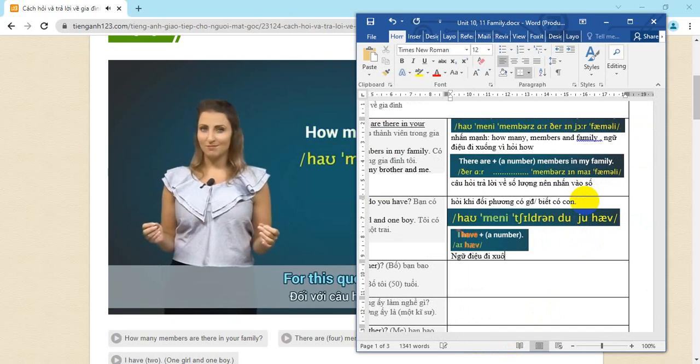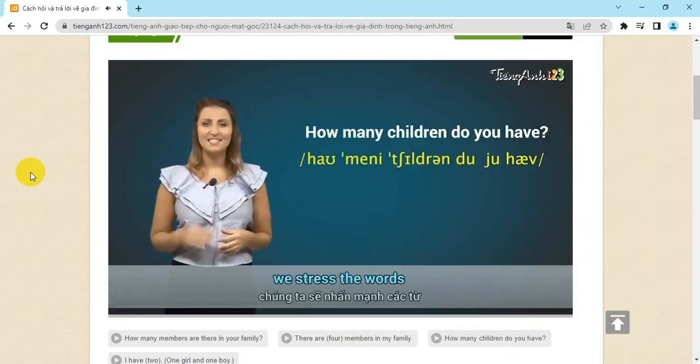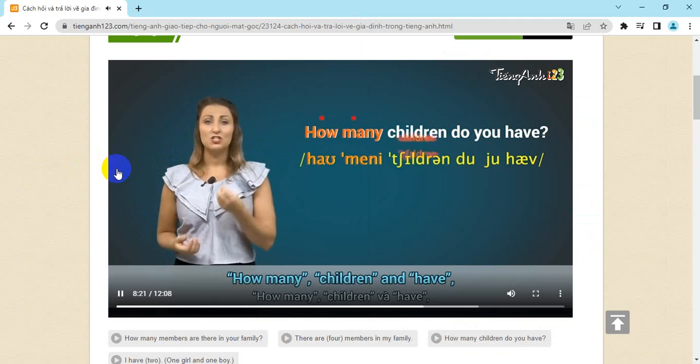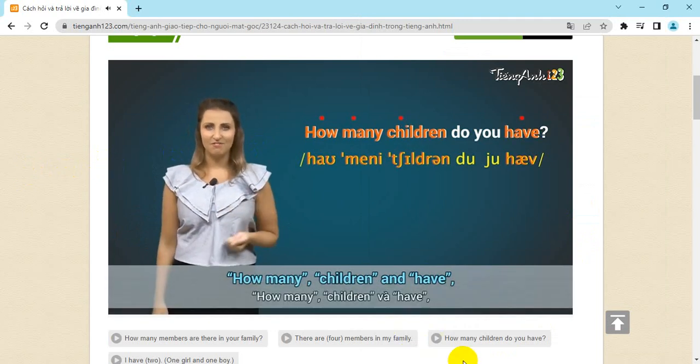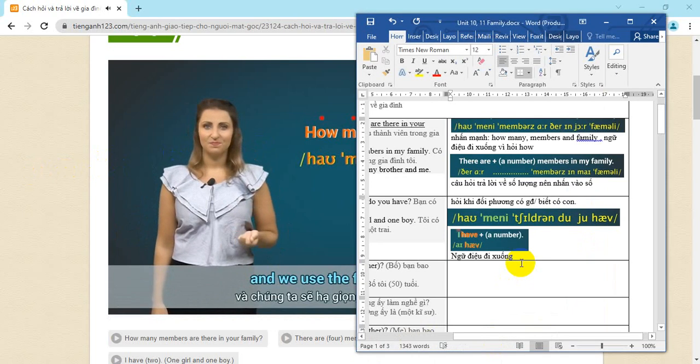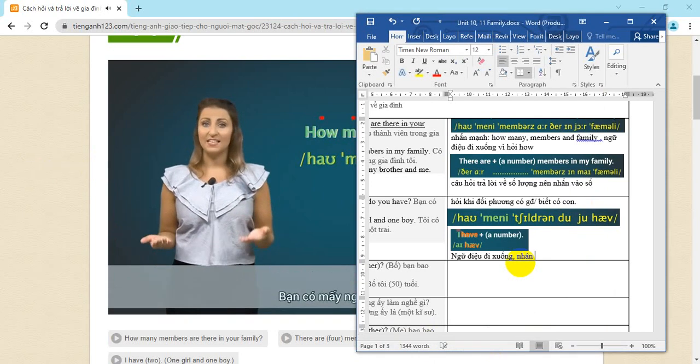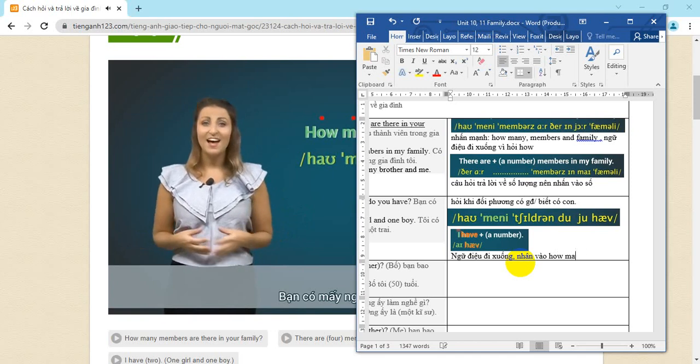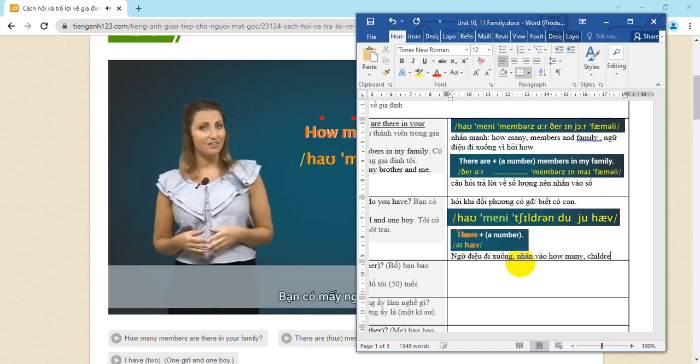For this question, we stress the words how many, children, and have. And we use the falling tone. How many children do you have? How many children do you have?